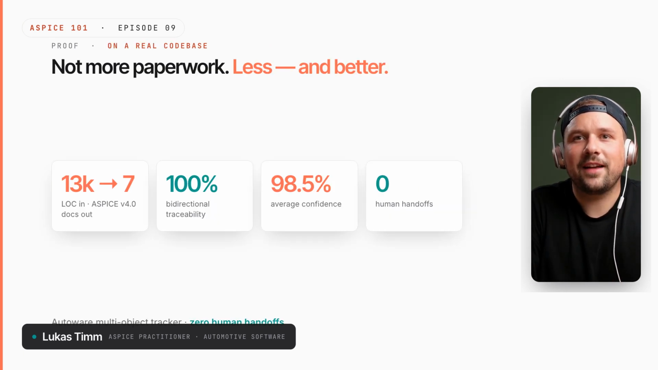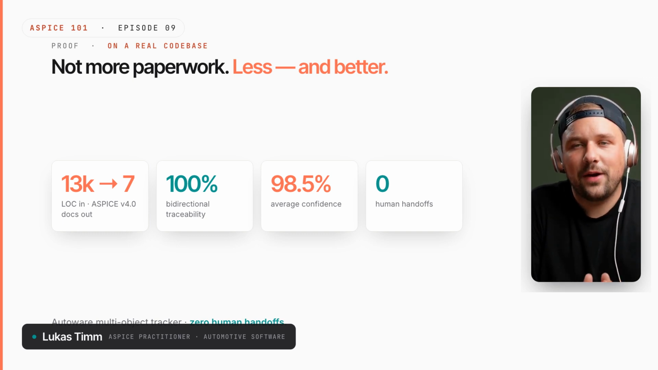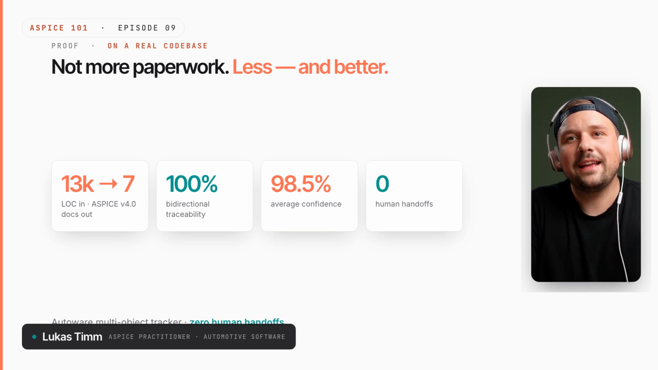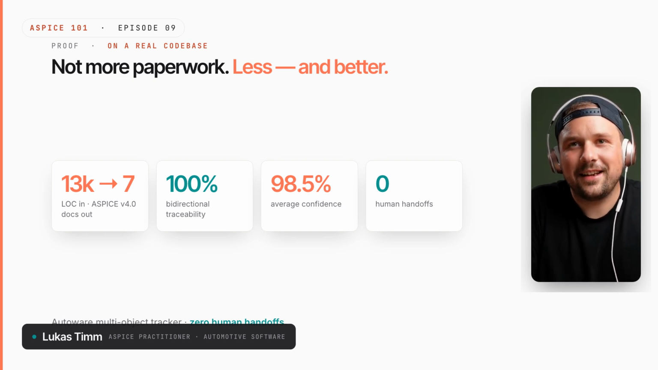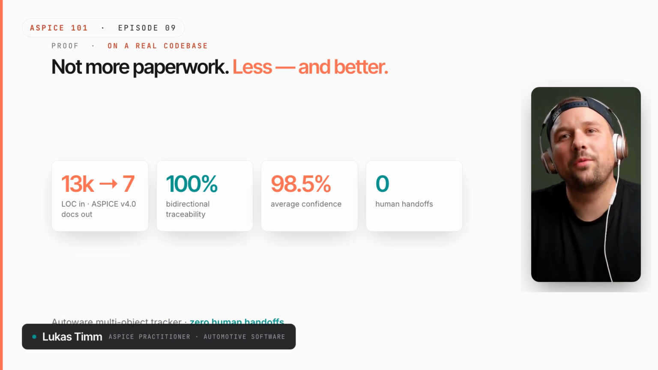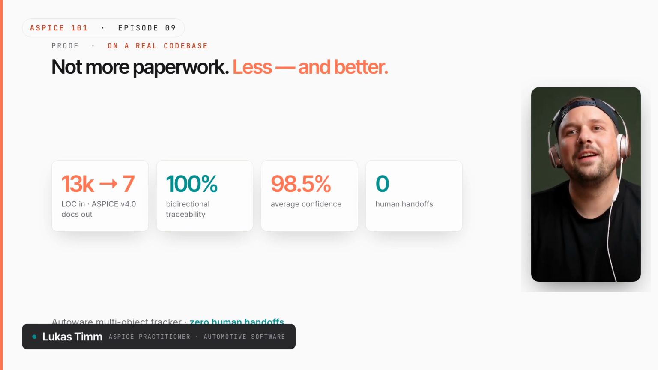On 13,000 lines of Autoware, mapping the full V model trace, all levels bidirectional, was automated from existing artifacts with 98.5% confidence. No new documentation effort. The information was already in the repository. The V model trace was the missing structure around it.